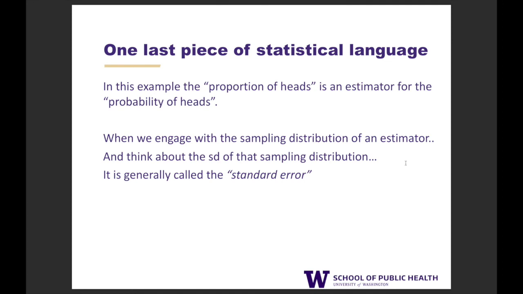This standard deviation of a sampling distribution of an estimator, or you can just say the standard deviation of an estimator, has a special name. It's sometimes called the standard error. So if someone says, here is the proportion of heads in my sample, the estimate of the probability of heads, and here is its standard error, they mean here is the standard deviation of that estimator, right? And it's telling you something about the precision of the estimator.